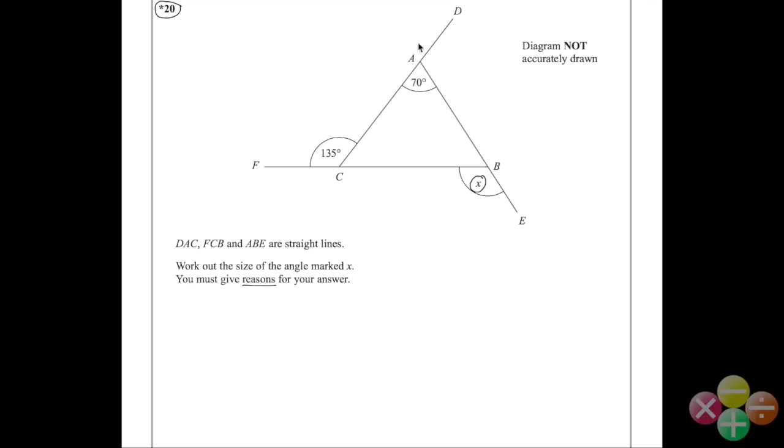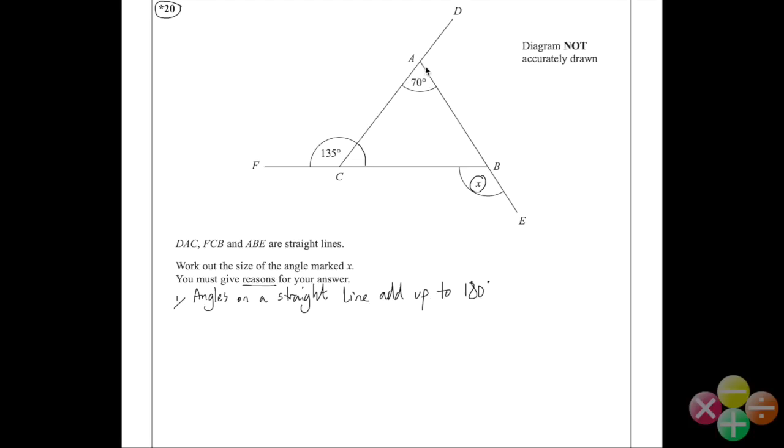So I know when I look at this that this is my starting point. And the reason I know that is because angles on a straight line always add up to 180. So my first reason I'm going to write down is angles on a straight line add up to 180 degrees. So that's my first maths fact. That's my first reason that I've put down.